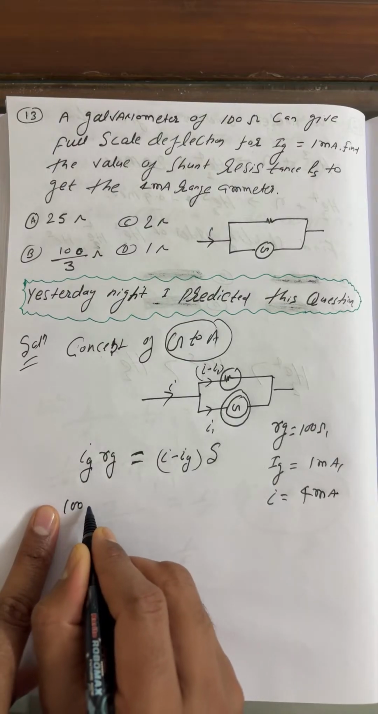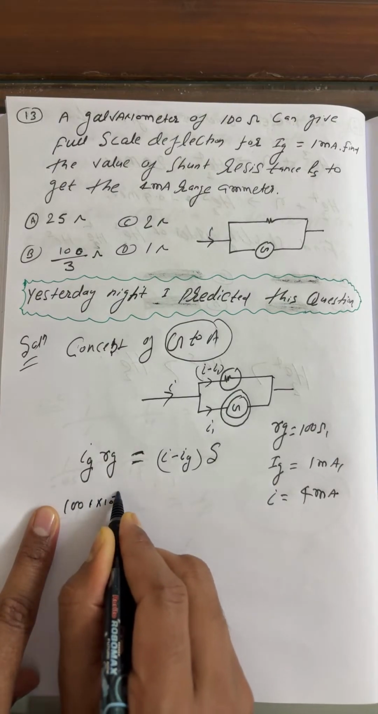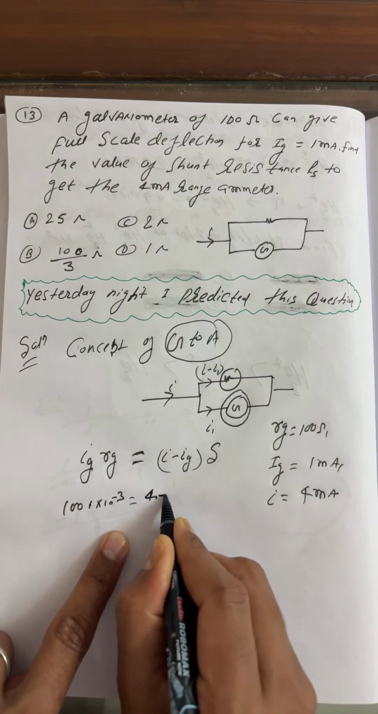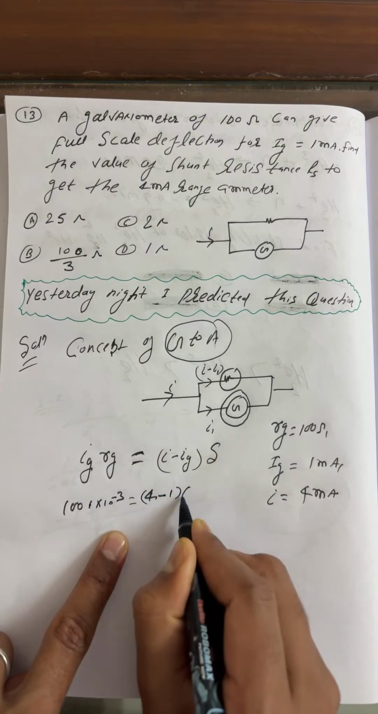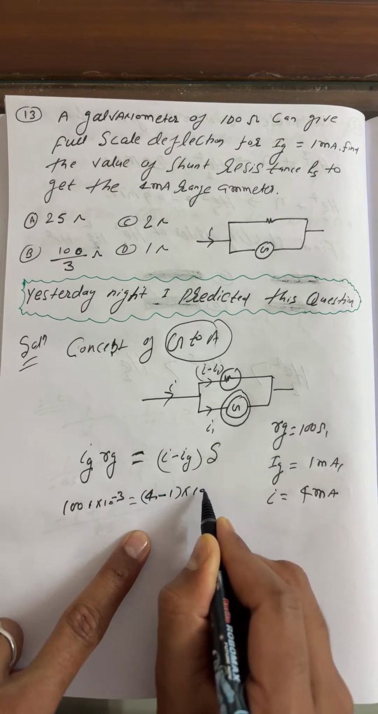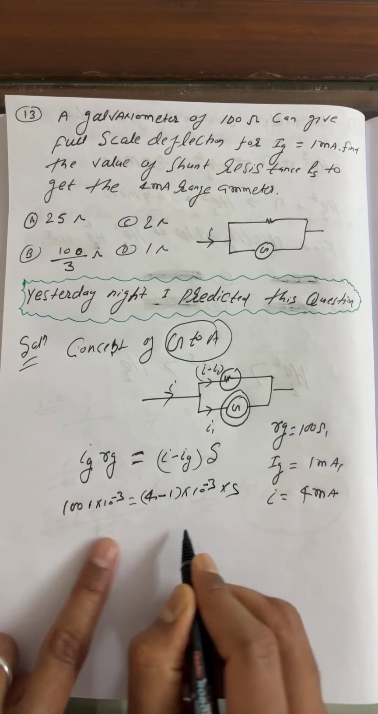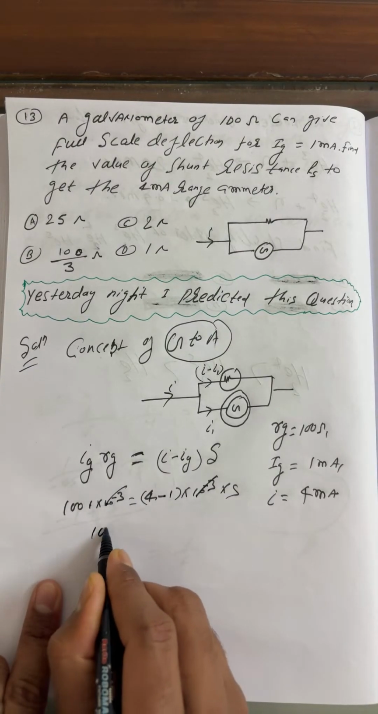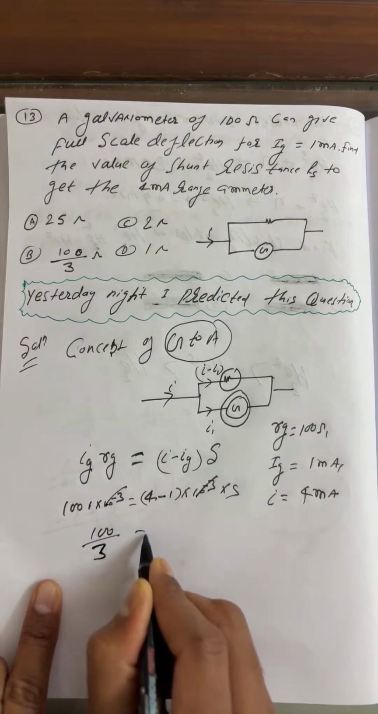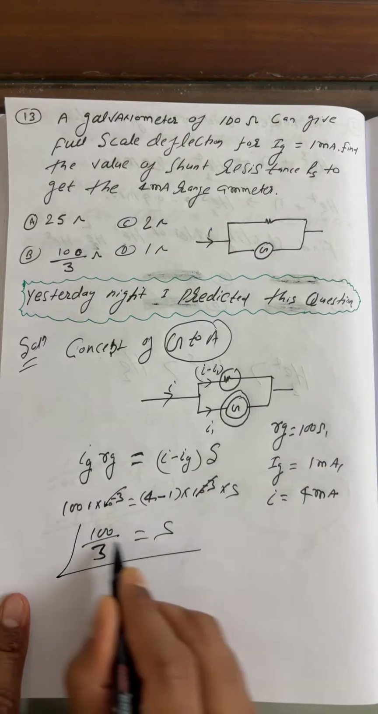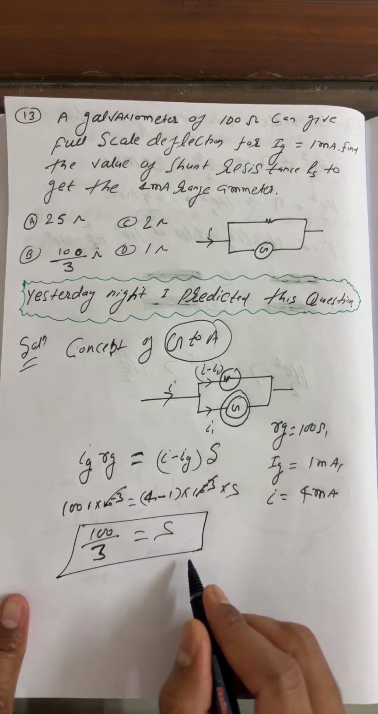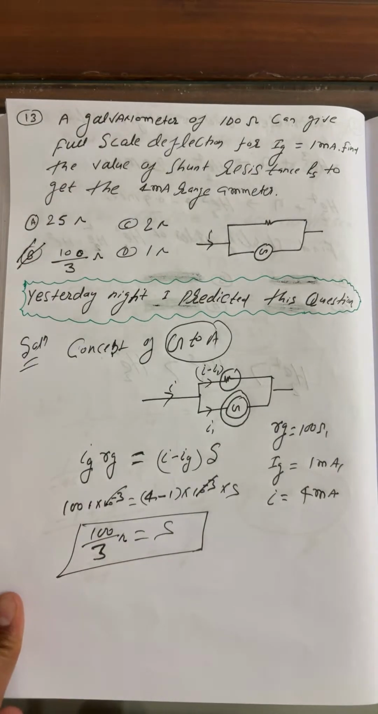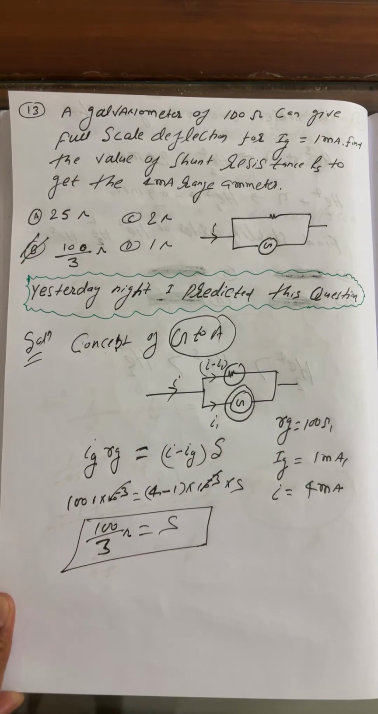Rg is 100 here. So 1 into 10 to the power minus 3 into 100. Now I is 4 milliamperes, so I can say 4 minus 1. I'll take out milli, 10 to the power minus 3, into the shunt. So this cancels, my dear, and you will get 100 by 3 is equal to shunt. 100 by 3 is equal to the shunt, so this is the answer for the question, in ohm. So option B is the correct answer, student.